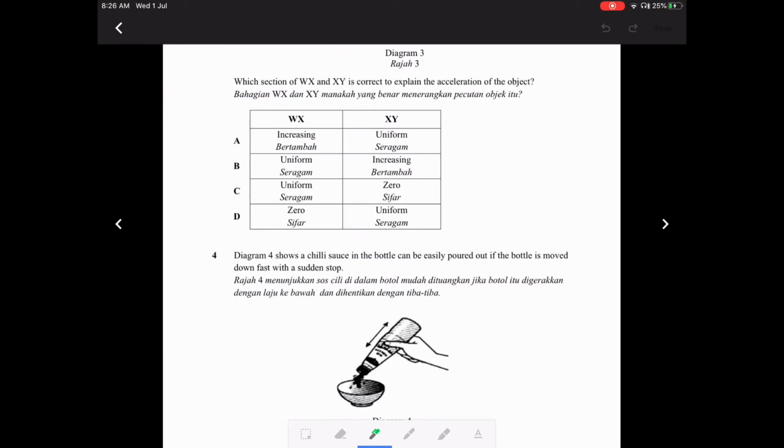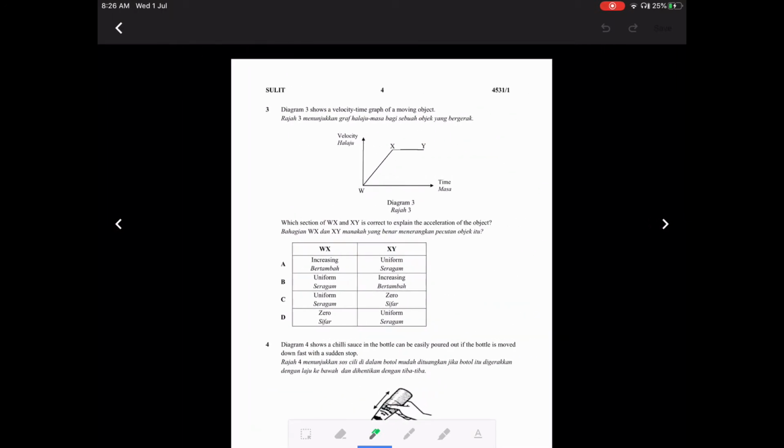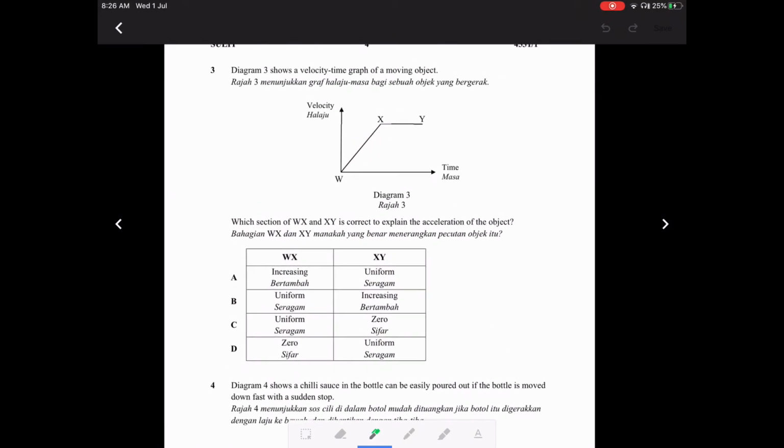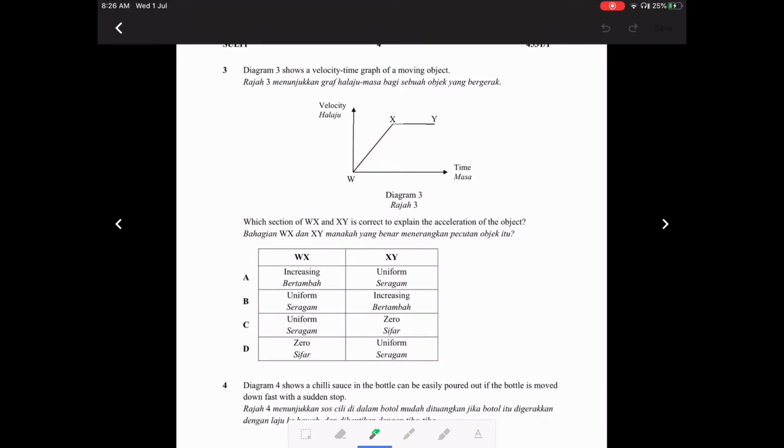Right. Next, question number 3. Okay. Diagram 3 shows a velocity time graph of moving object. Okay. Which section of WX and XY? So dia nak tanya nak explain what happened during WX and what happens during XY. Okay, kita tahu velocity time graph, dia punya gradient adalah mewakili acceleration. Okay, so dia tanya explain the acceleration of the object.